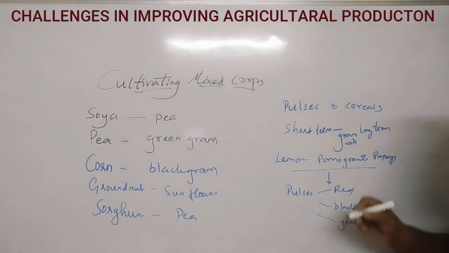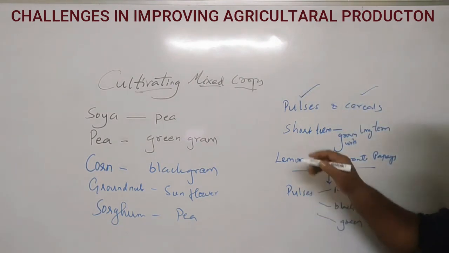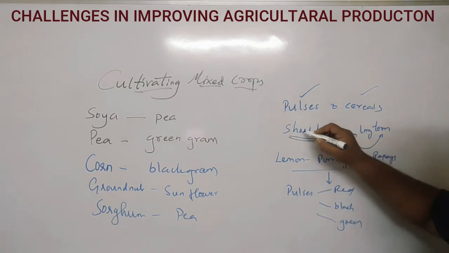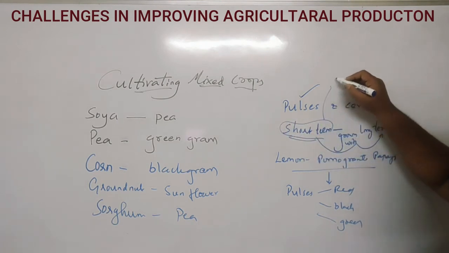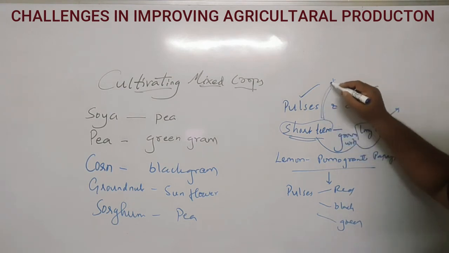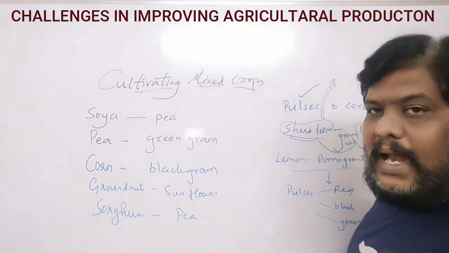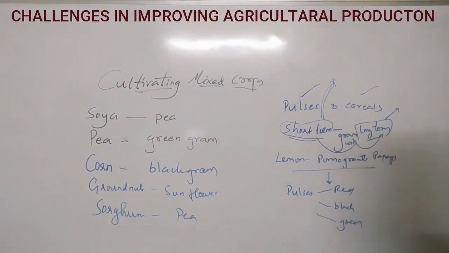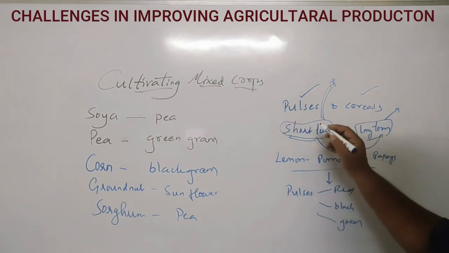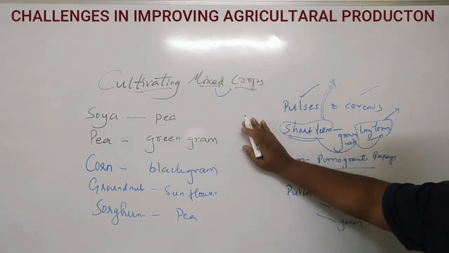And apart from that, pulses are usually grown with cereals. Short term crops are grown with long term crops. They get the yield in the short term, whereas the long term plants take time. By the time, one crop will have come and will give a profit to the farmer. And after some time, you get the yield from the next long term crop. So both of these crops together are going to get the profit for the farmer.